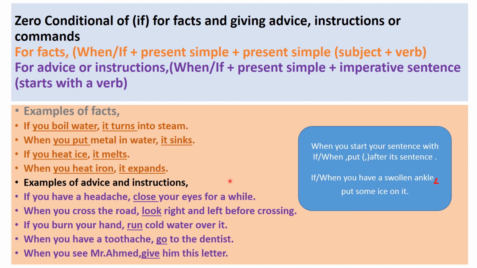Don't forget that when you start your sentence with if or when, put a comma after that part. So when you have a swollen ankle, put a comma because you started with if or when. Put some ice on it. If you don't start your sentence with if or when, don't separate the two parts with a comma.